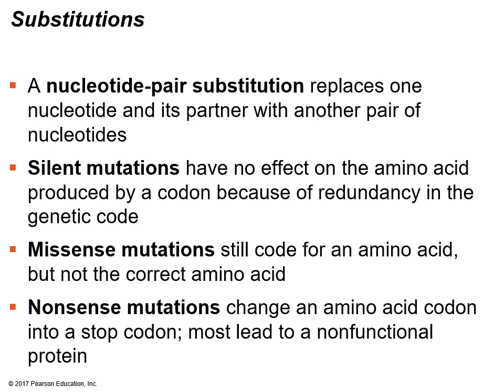A silent mutation has no effect on the amino acid produced by a codon because of the redundancy in the genetic code. So for example, if we had the codon UAU and we mutated it to UAC, so we substituted U for a C, that would not change the amino acid that we would get, because both UAU and UAC, they both code for the amino acid TYR, which is tyrosine.